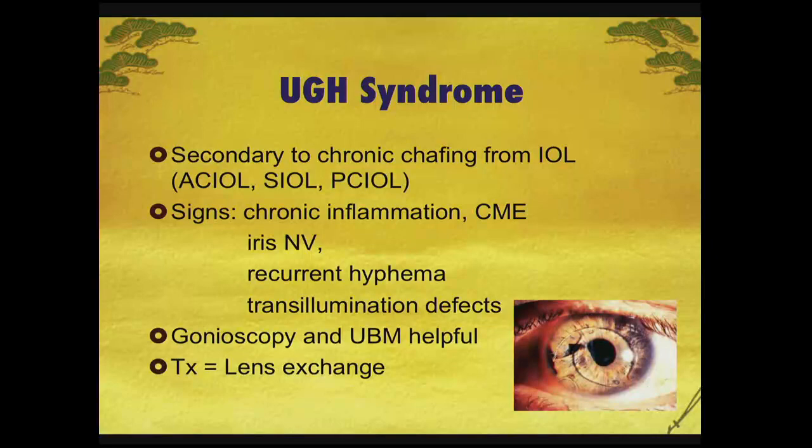And then you want to look for transillumination defects. Gonioscopy can be very helpful to make this diagnosis, and UBM is extremely helpful because it's going to help you see where the lens is behind the iris. The treatment, obviously, is to remove the offending lens.